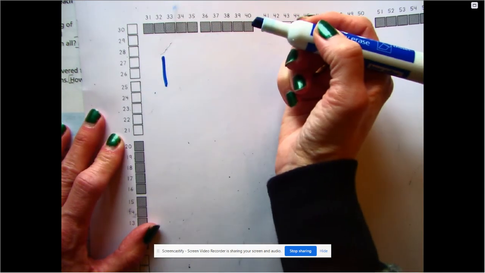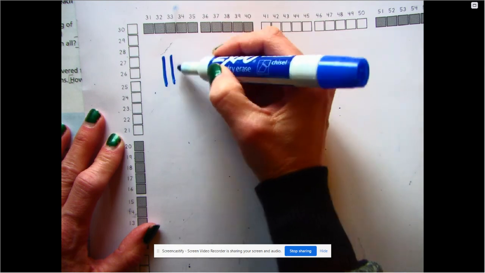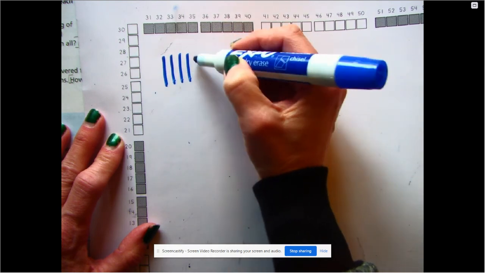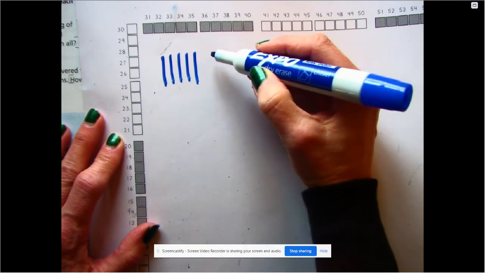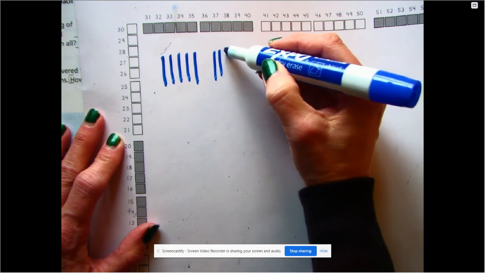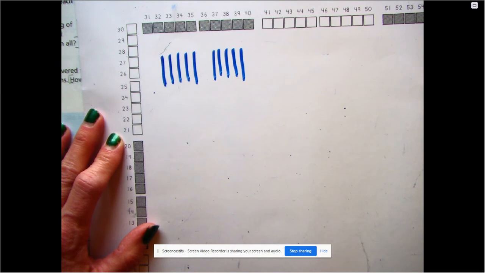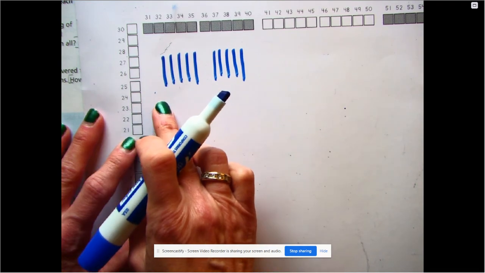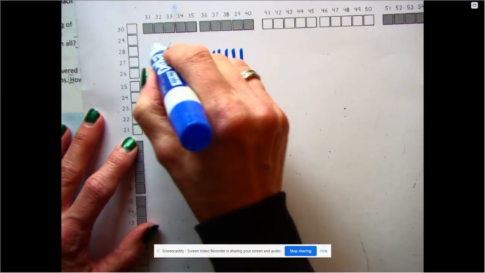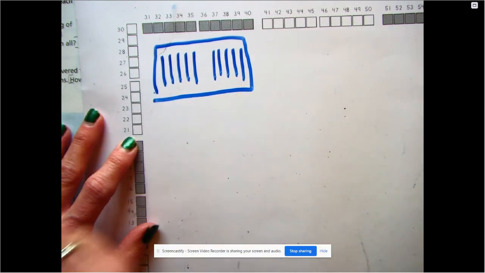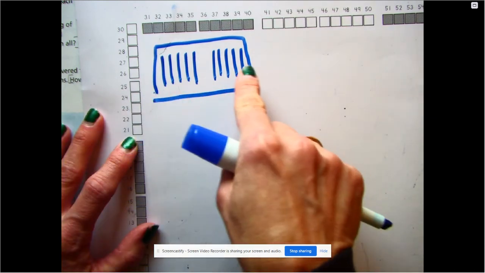Here's one bag, 2, 3, 4, 5 bags, 6, 7, 8, 9, 10. There's 10 bags. But what could I do with these 10 bags? I could take them and I could draw a box around them, right? 10 bags.